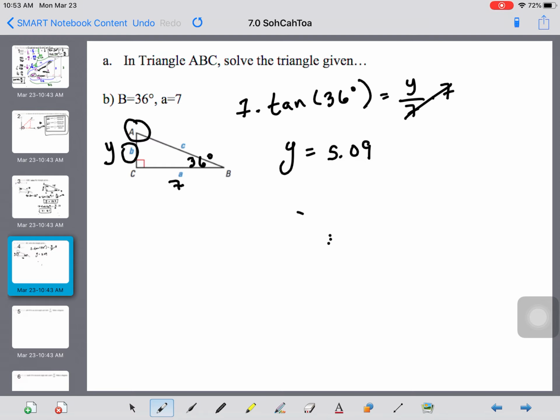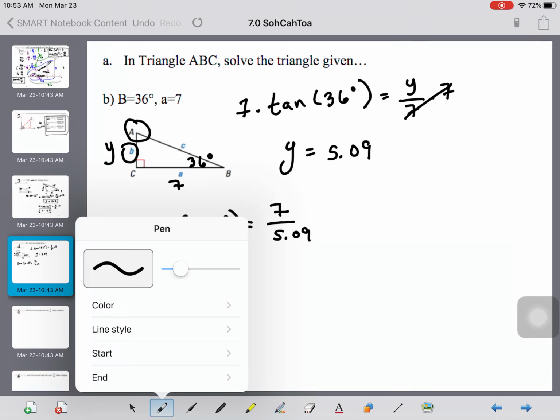So once I have that side length, I could actually use a different ratio. If I wanted to find the measure of angle A, I would have the opposite and the adjacent side would be different. So I could say tangent of the measure of angle A, the opposite side to A is actually that 7 value, and then Y we just found is 5.09. This right here has a ratio, and I can use this to solve for the measure of angle A.